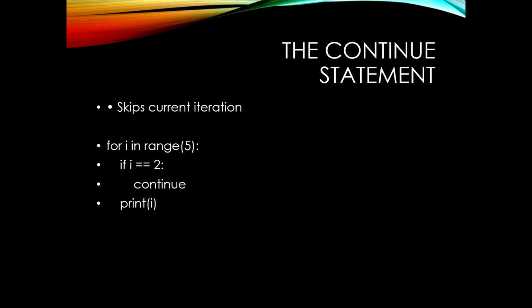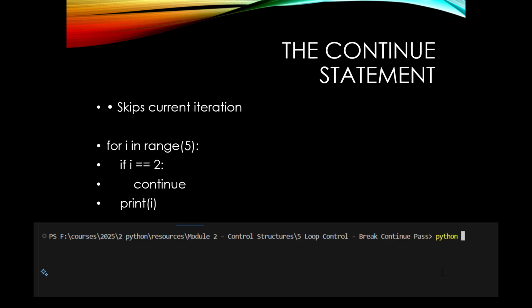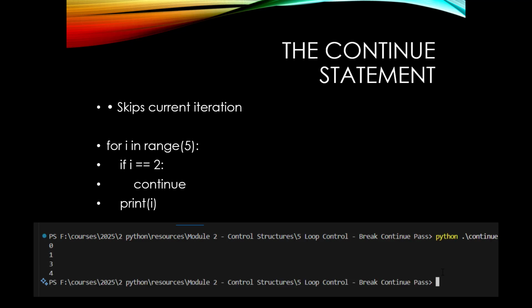Next, the continue statement. Continue skips the current iteration. Let's take a look at another example. For i in range 5, if i equals 2, continue, print i. What do you think? What will be printed here? 0, 1, 3, 4.